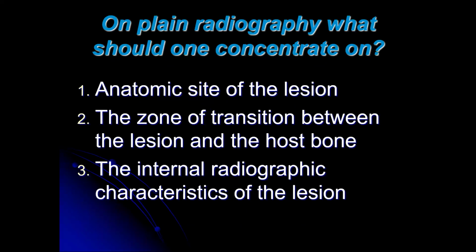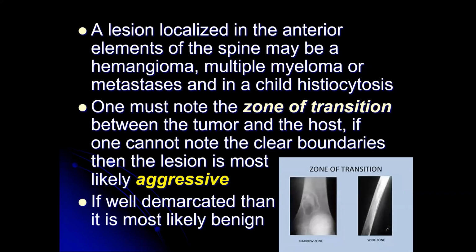On plain radiography, what should one concentrate on? First of all, the anatomic site of the lesion, the zone of transition between the lesion and the host bone, the internal radiographic characteristics of the lesion, namely the matrix. Look at the matrix. A lesion localized in the anterior elements of the spine may be a hemangioma. In the older patient, multiple myeloma. In the younger patient, histiocytosis X or eosinophilic granuloma.